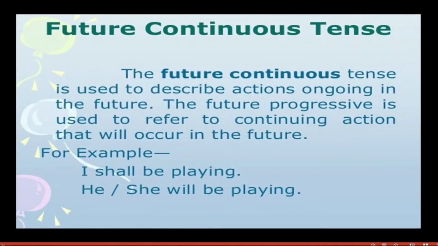The next one is future continuous tense. The future continuous tense is used to describe actions ongoing in the future. The future progressive is used to refer to continuing action that will occur in the future. So in simple words, the future continuous tense is otherwise known as future progressive, and it will be used for expressing the actions which will be continuing in the future time. For example, I shall be playing. He or she will be playing.